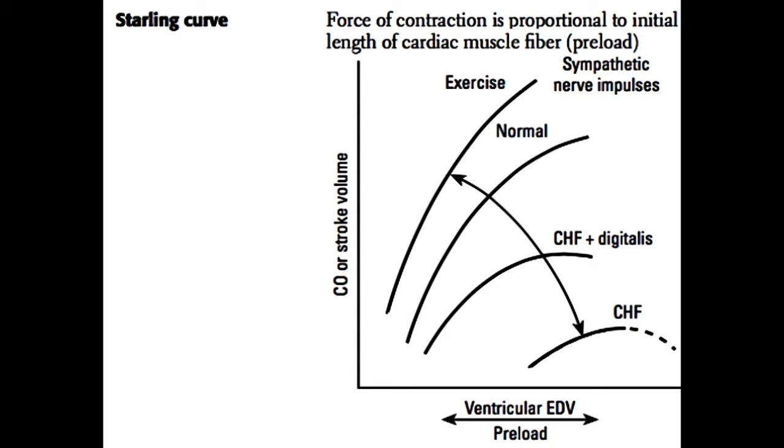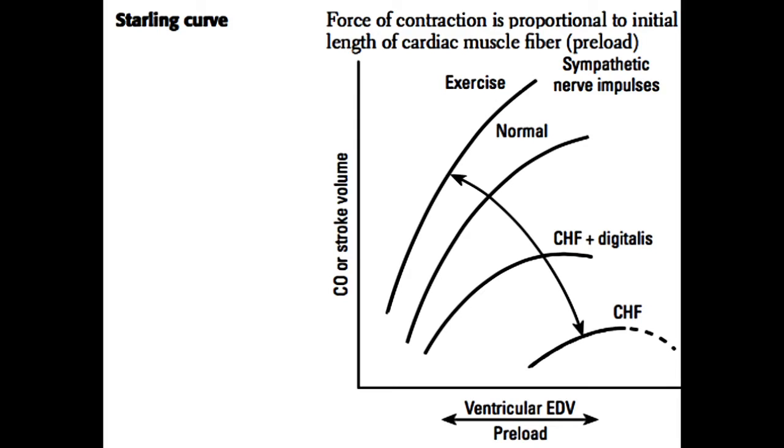Next, we will discuss the Starling curve. The Starling curve is a curve commonly seen on tests. You should remember that this curve is against the backdrop of an XY plot where the y-axis is equal to stroke volume or cardiac output. Remember that stroke volume is approximately proportional to cardiac output if the heart rate remains the same. And on the x-axis is preload, or left ventricular end diastolic volume.